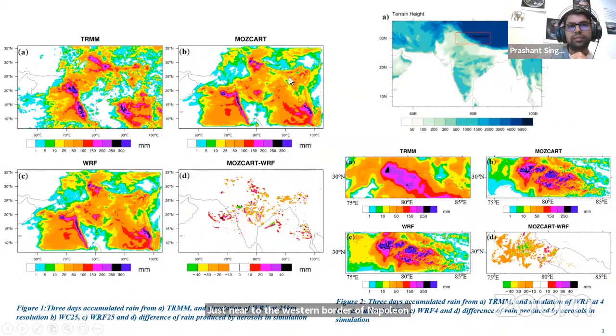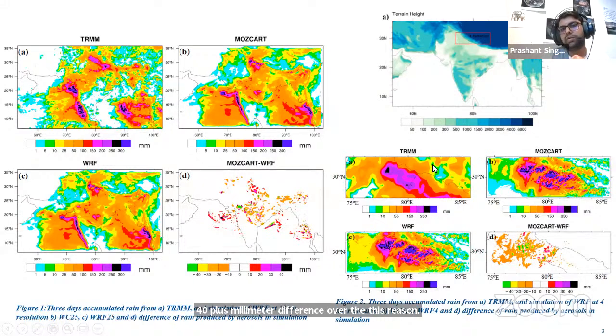So when we compared the MOZCART WRF at 25 kilometer and WRF without aerosols, you can see the precipitation was captured quite well in the model. But when we see the MOZCART minus WRF without aerosol, you can see there is about a 40 plus millimeter difference over this region near Kedarnath.